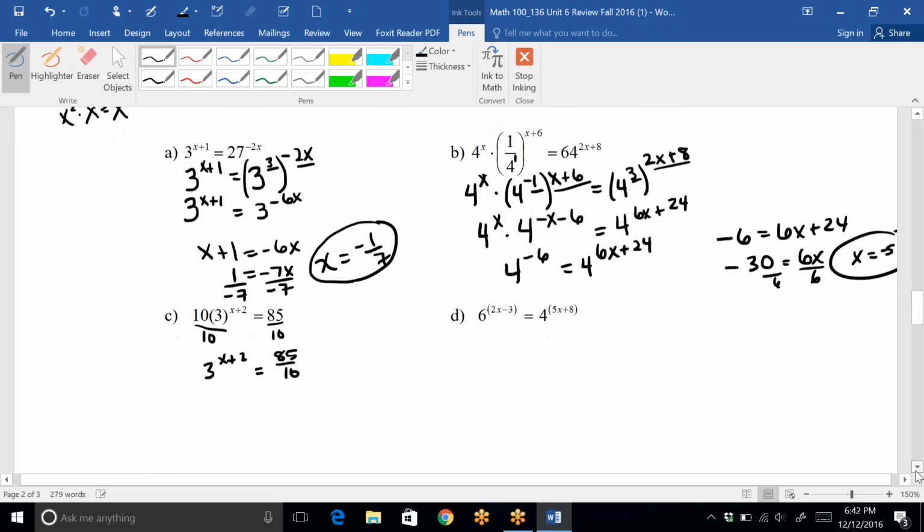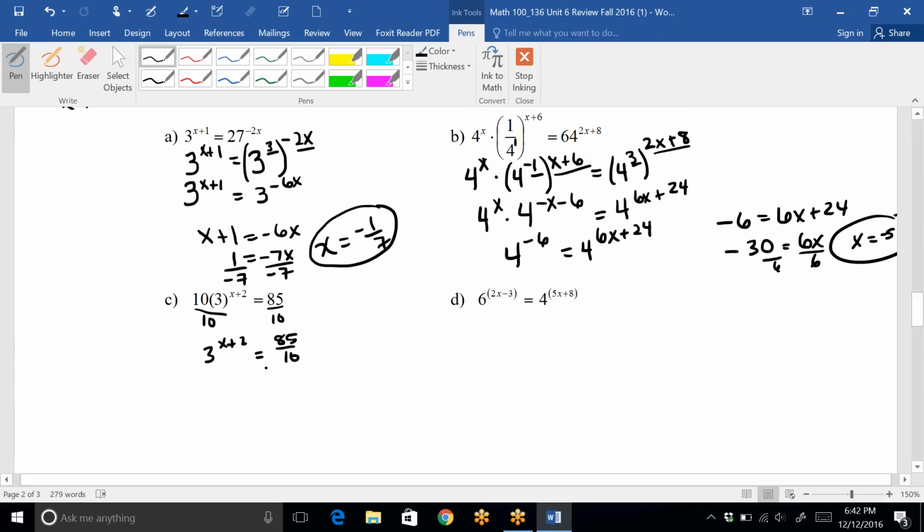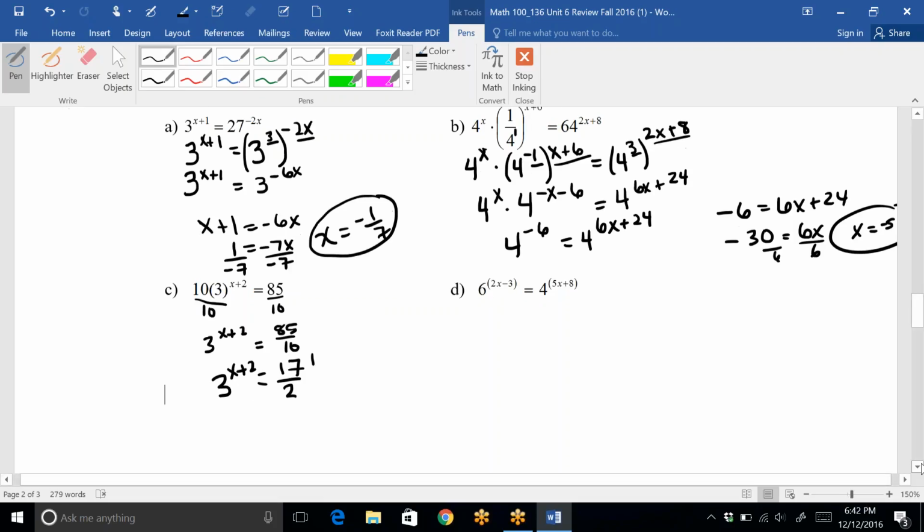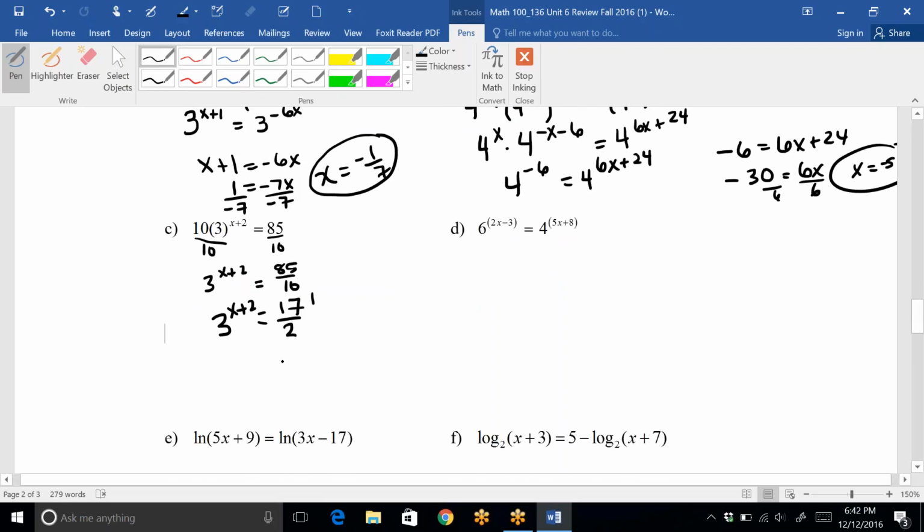You could reduce that now if you want. In fact, I think I will. 5 goes into 10 2 times, and 5 goes into 85. Let's see, that'd be 1 with a leftover of 3, so 35, so 17 times. Notice, this is to the first power, 17 over 2. This is 3. You're never going to get those bases to match. It is not any way to make those both a 3 or both a 17 over a 2.